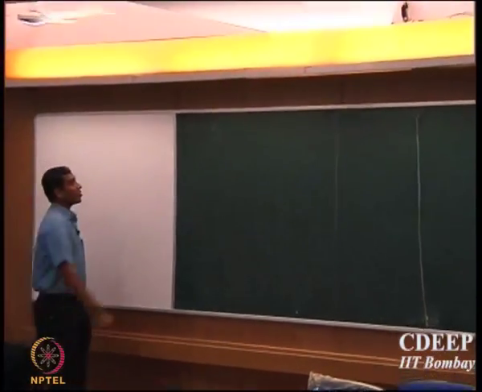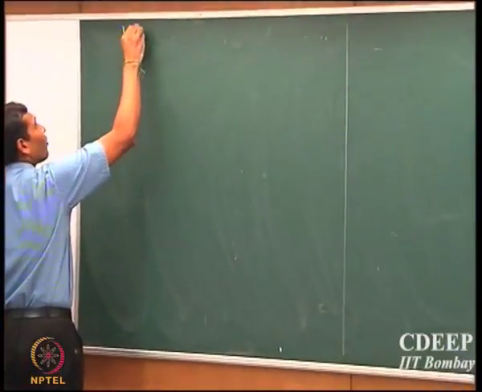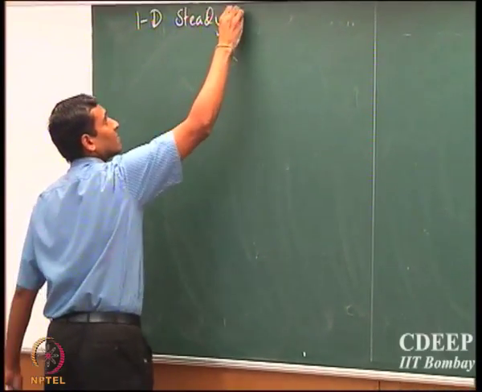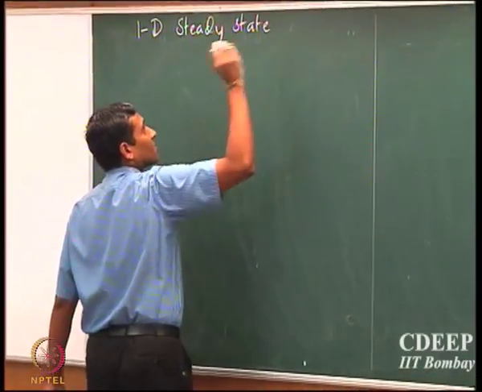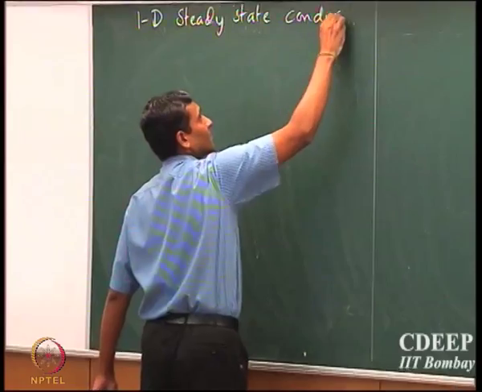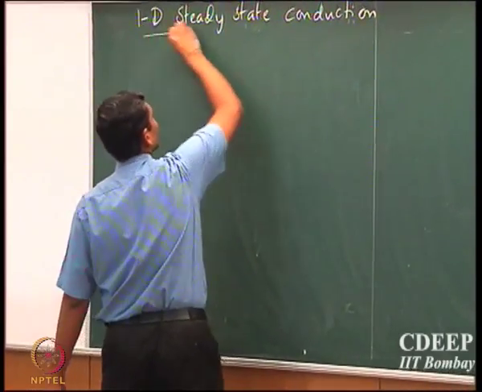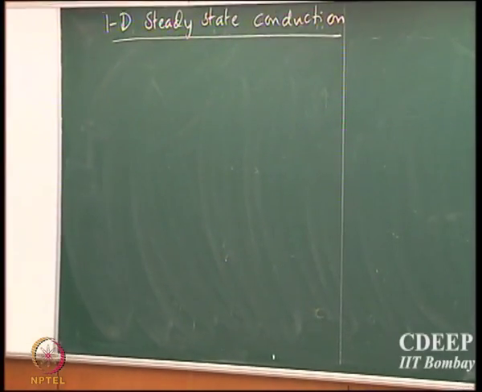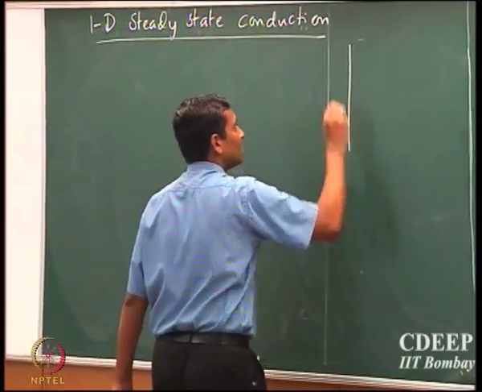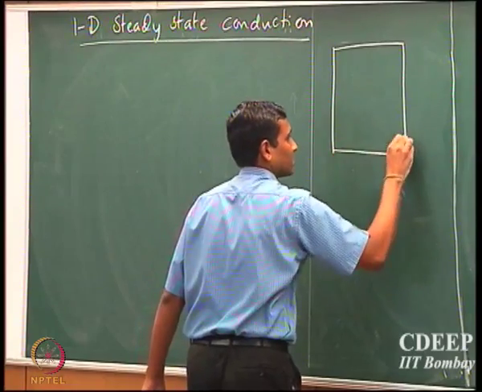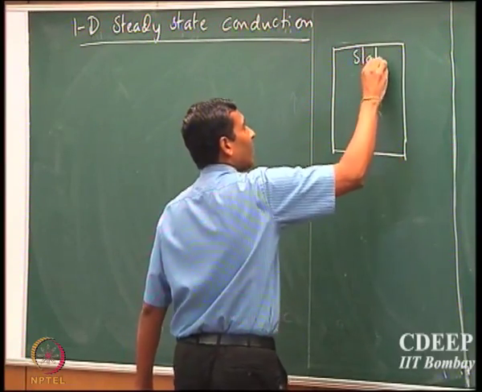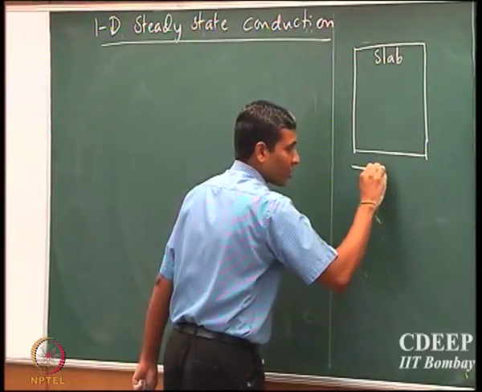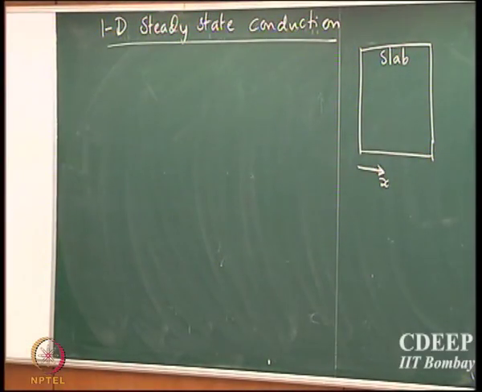specific example. So let's say we start with a one-dimensional steady state conduction process. Okay. So we start with a simple one-dimensional conduction. So let us say we have a slab, and we assume that it is one dimensional. So let us say that the conduction process is in the x direction.